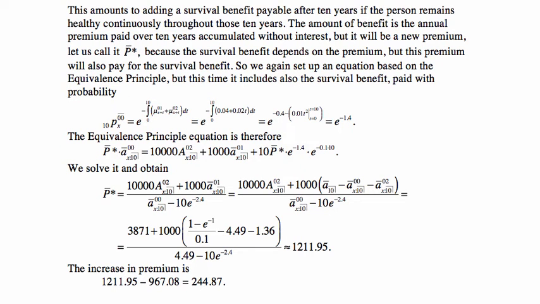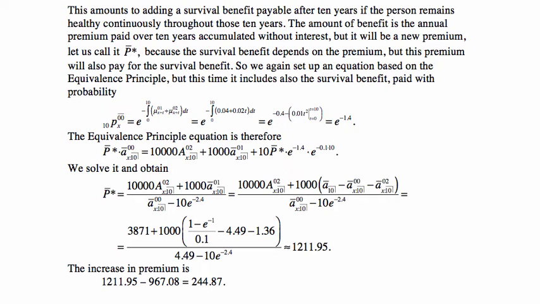Okay, so this new situation amounts to adding a survival benefit payable after 10 years if the person remains healthy continuously throughout those 10 years. Continuously. Because if the person becomes disabled, then the disability benefit is paid, and that nullifies the survival benefit. Because the survival benefit, as the problem says, is only payable if the person does not receive any other benefits. The amount of benefit is the annual premium paid over 10 years accumulated without interest. It's just annual premium times 10.